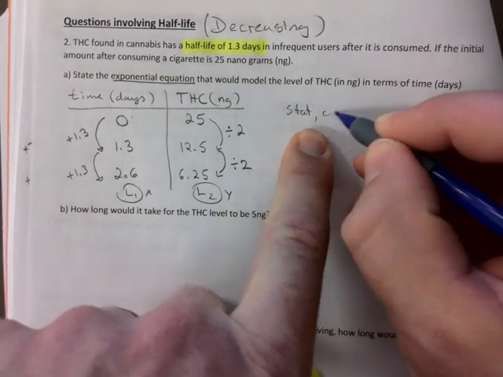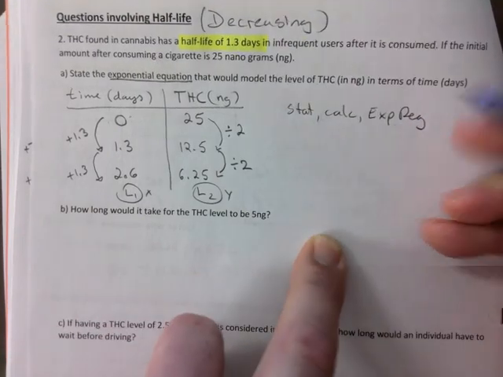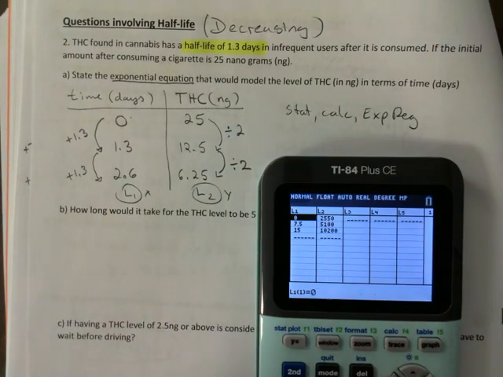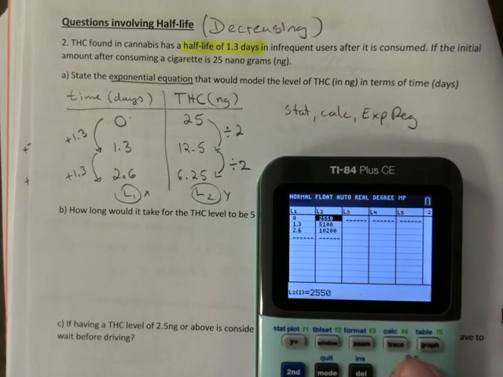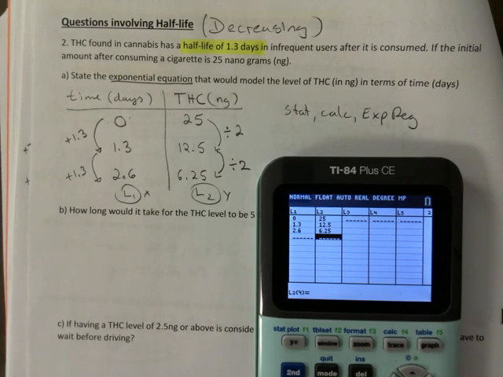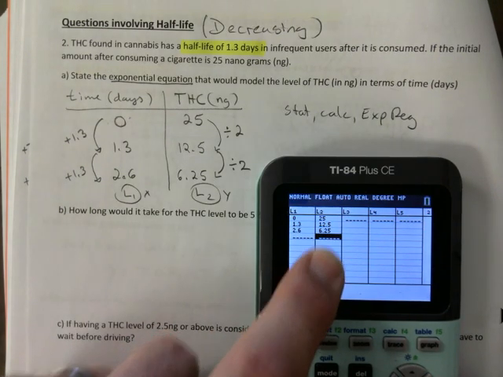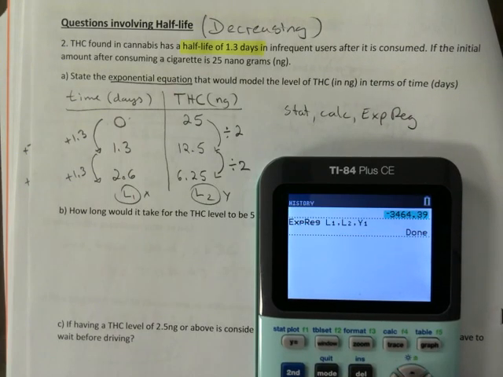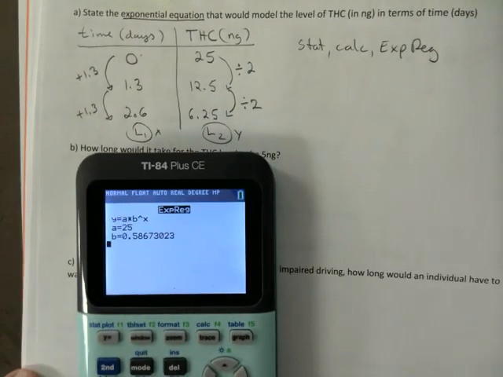Stat, calc, exponential regression. Okay, so stat edit 0, 1.3, 2.6. It's 25, 12.5, 6.25. I double check. I didn't miss a decimal or anything like that because that's very frustrating. I got it. I have this on my screen somewhere. I'm just going to go copy paste. There it is. Just run that program again. And here we have it.